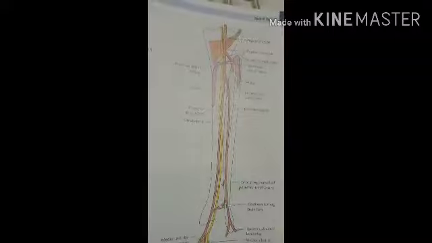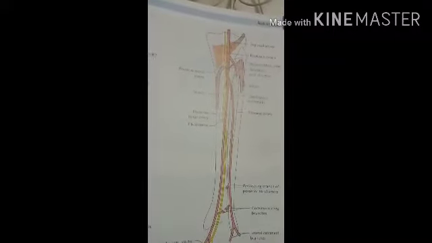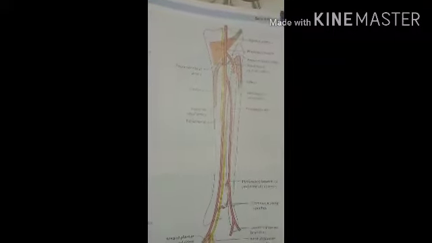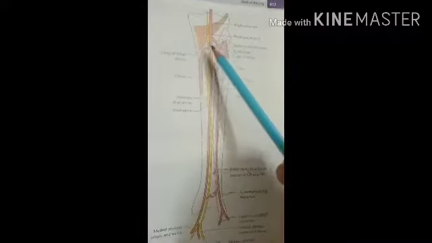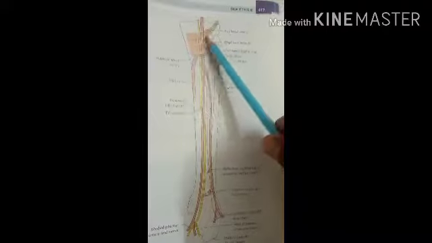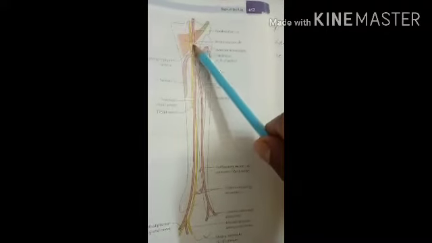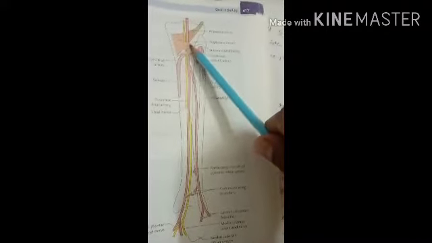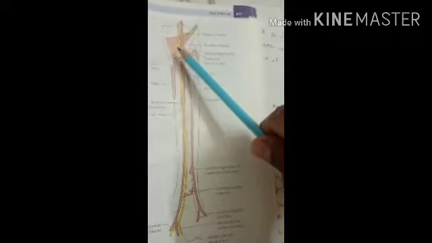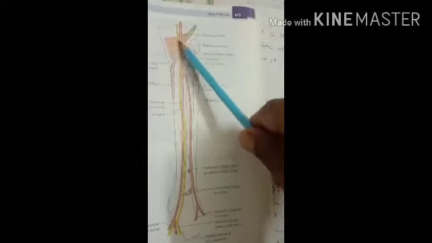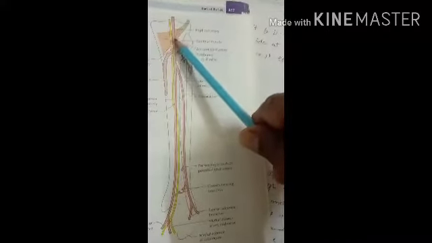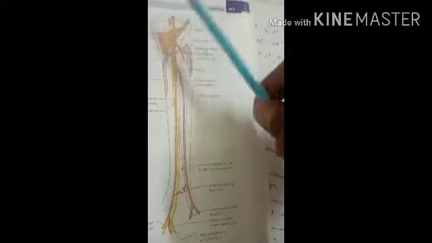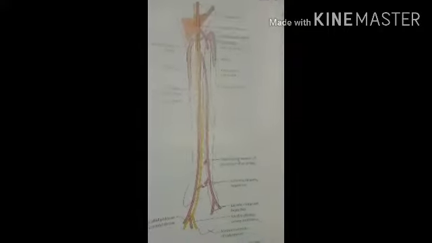Beginning, course and termination. It begins at the lower border of the popliteus muscle. Here in this diagram you can see the popliteus muscle, and it begins at its lower border, between the tibia and the fibula. Here you can see the tibia and this the fibula. Between them the artery starts, deep to the gastrocnemius muscle.